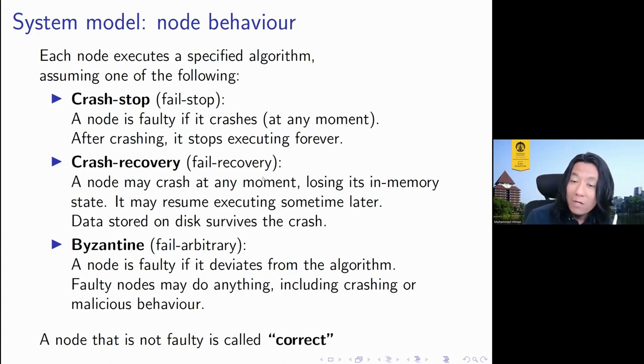Okay. So a node that is not faulty is called correct. In Byzantine general problems, the treacherous general represents this kind of node behavior, the one that does not behave correctly. It's called treacherous or malicious or faulty.